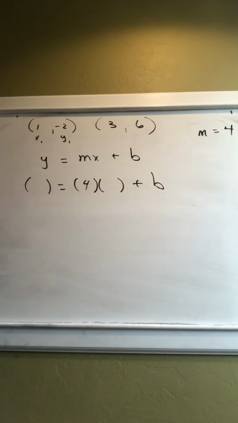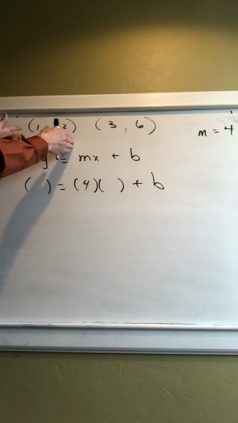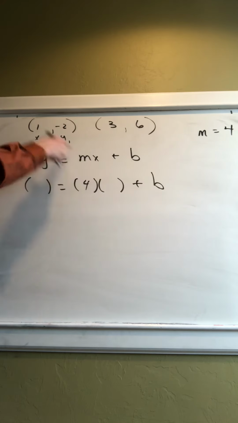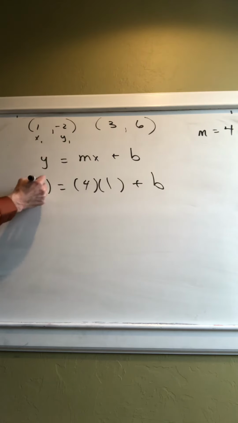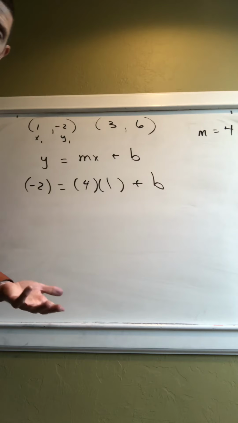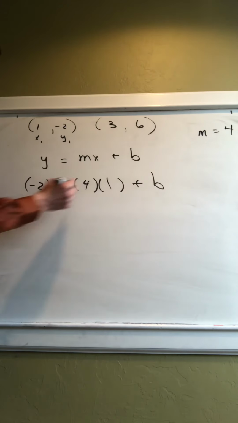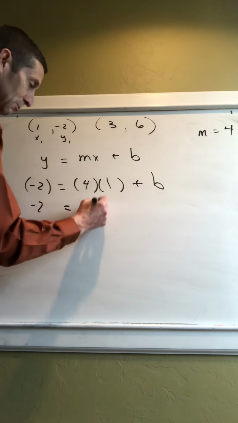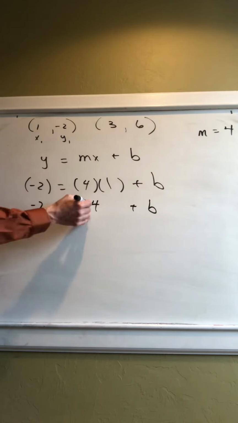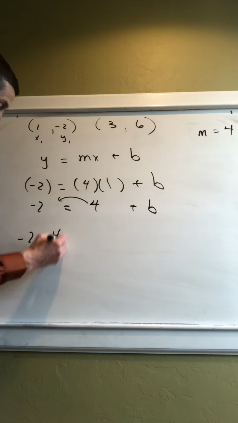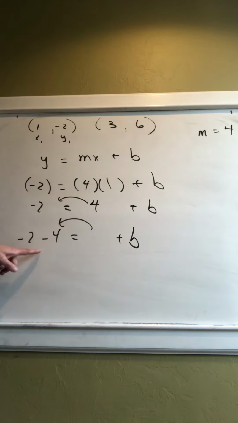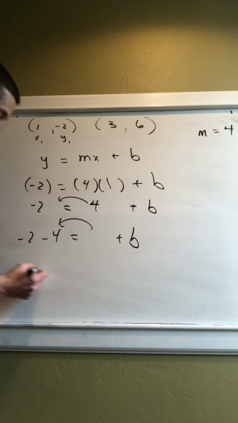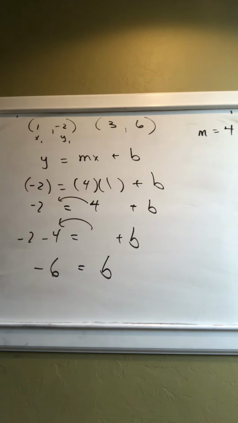And again, the ones that I always use are my first set of ordered pairs. So for my x and for my y, I use it from right here. X equals 1, y equals negative 2. So now I've got all the right numbers in all the right places. Let's go. Negative 2 equals 4 times 1, which is 4, plus b. Grab this 4, move him over. And again, when he comes over, he was positive. Coming over makes him negative. And it looks like my b value is equal to negative 6.